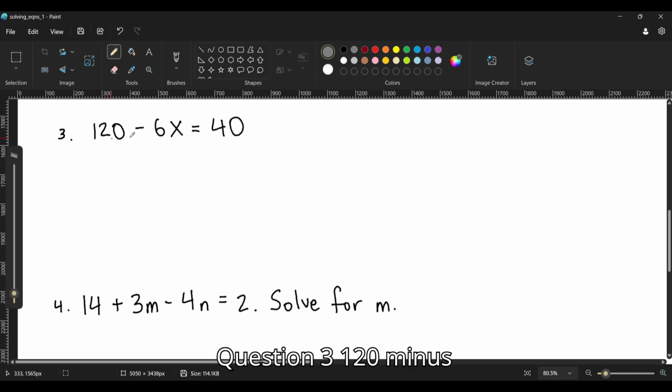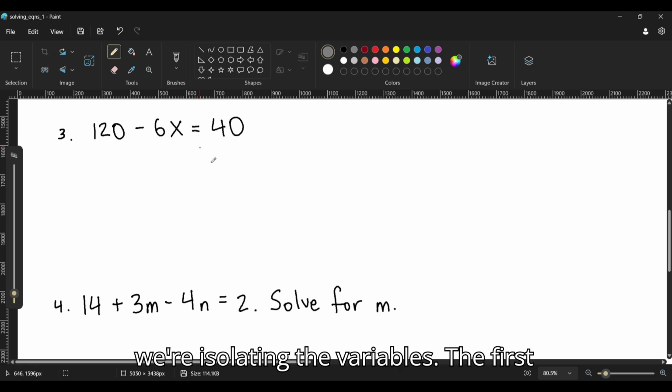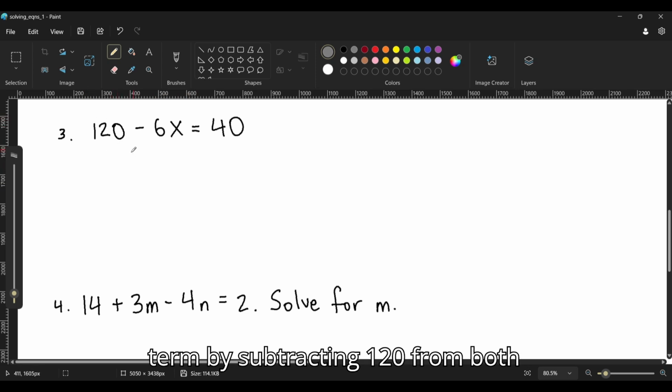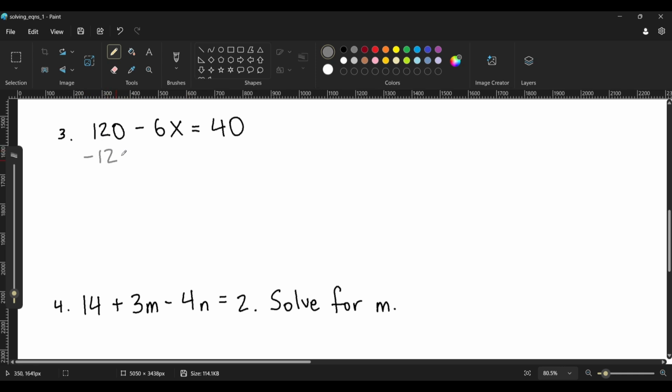Question 3. 120 minus 6x equals 40. Once again, we're isolating the variable. So the first thing I'm going to do is get rid of this term by subtracting 120 from both sides. So then we have -6x equals 40 minus 120.